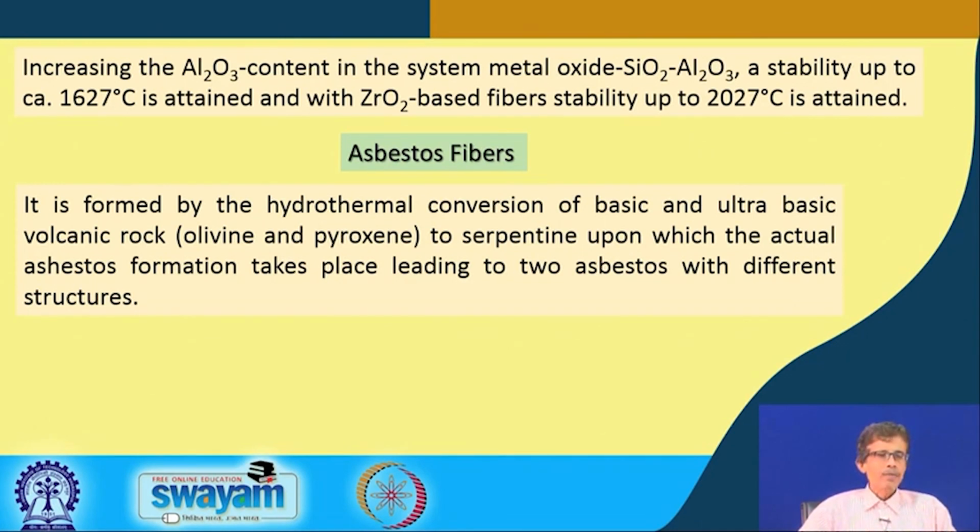This happens in basic and ultra basic volcanic rock, because we know that the melt from the core of the earth is coming out through some orifices as volcanic eruption. What is coming out as that volcanic rock is your olivine and pyroxene, which can be converted to serpentine, upon which the asbestos formation takes place, leading to two asbestos forms with different structures.